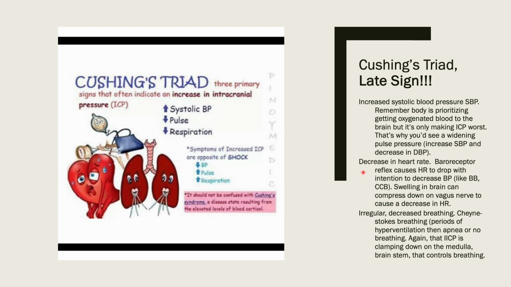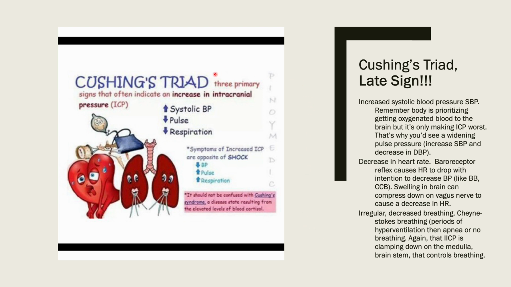You'll see a decrease in heart rate. The baroreceptor reflex causes the heart rate to drop with the intention to decrease blood pressure, just like your beta blockers and calcium channel blockers. Or that swelling in the brain can compress down on the vagus nerve to cause a decrease in heart rate. And you're going to see irregular, decreased breathing. That's where you'll see Cheyne-Stokes breathing, where there are periods of hyperventilation, then nothing, apnea, or no breathing at all. Again, that increased intracranial pressure is clamping down on the medulla and brainstem that control breathing.